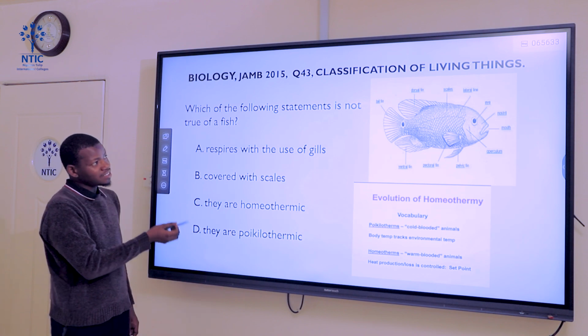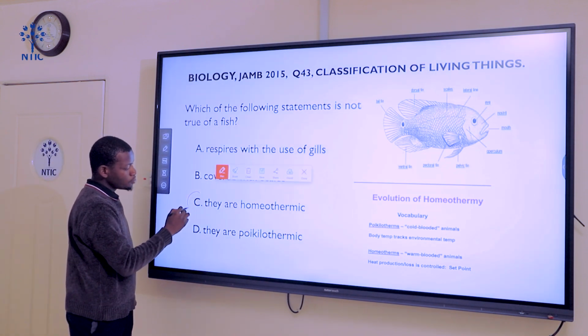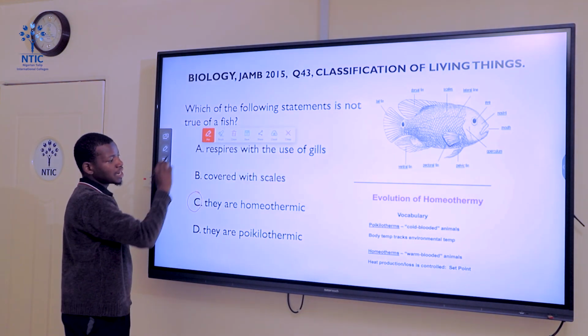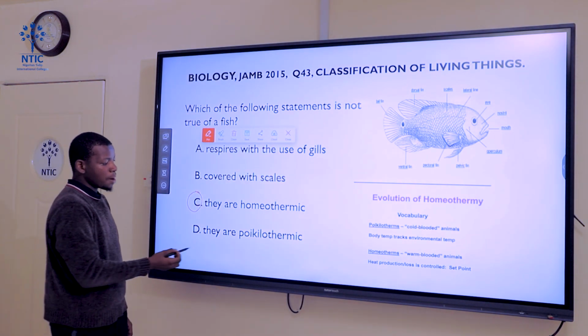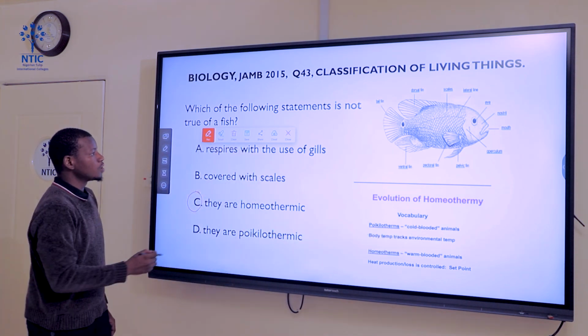So the characteristic here that is not true of fish is they are homeothermic. Homeothermic are warm-blooded animals, while fish are poikilothermic and they are cold-blooded animals.